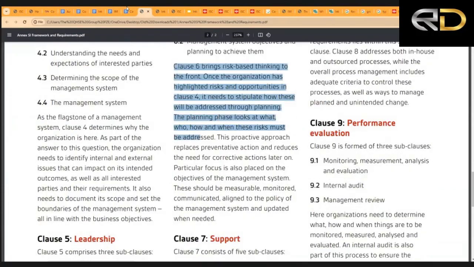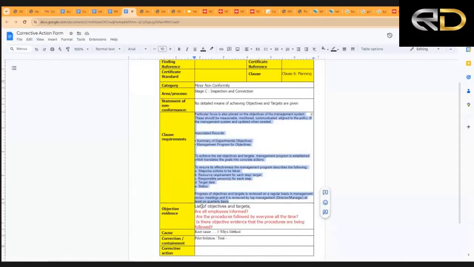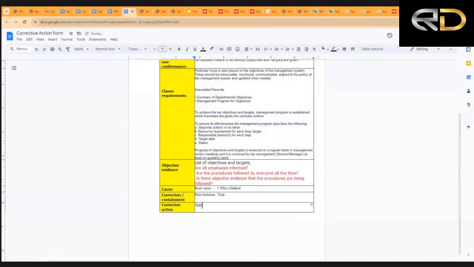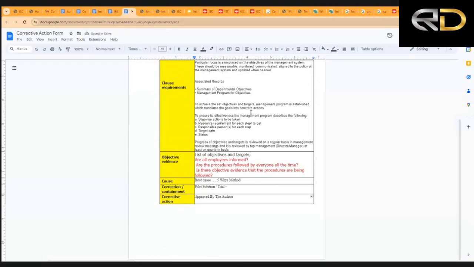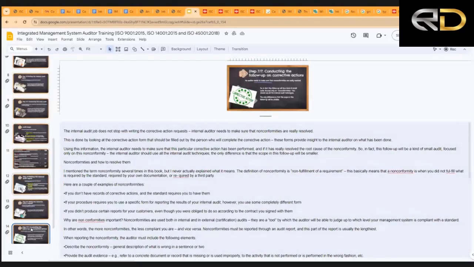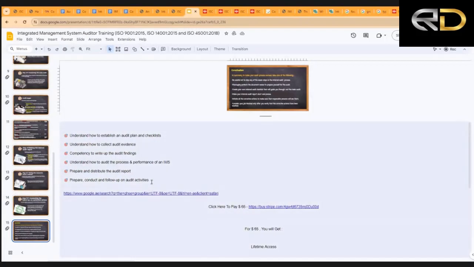These are called goal setting requirements. And then once you approve, this becomes what you call the approved solution, approved by the auditor. Basically that is how you close out an IMS audit. So that is all you need to do when you are conducting your IMS audit, and that brings us to the end of all those 7 steps.